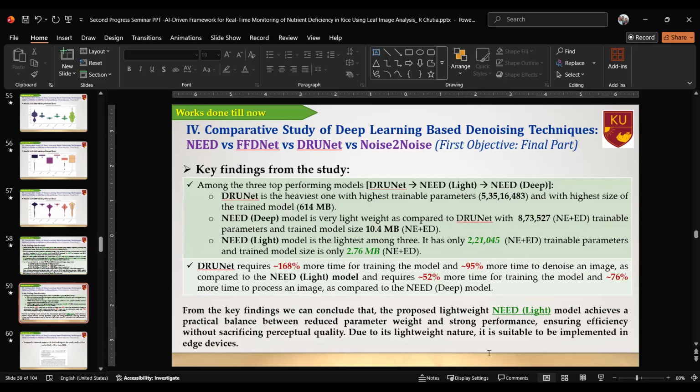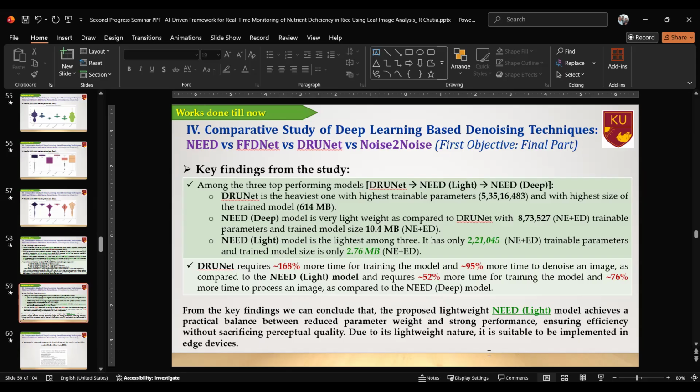So among the three top performing models, DRUNet, then NEAT Light and NEAT Deep model. We have already observed from the experiment that DRUNet is the heaviest model with the highest trainable parameters, around 5 crore 35 lakhs 16,4833 parameters, and the highest trained model size of 614 MB, which will not be used for implementing into lightweight edge devices.